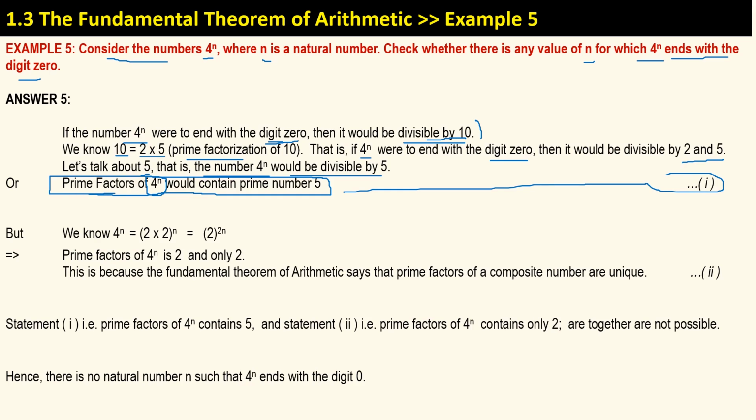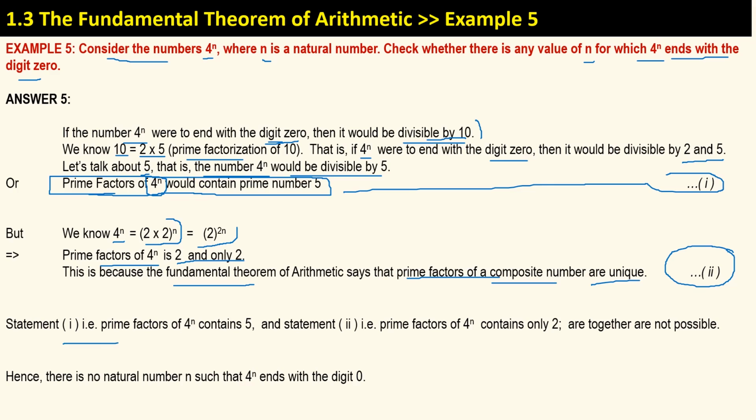Now we also know that 4 raised to power n is equal to 2 multiplied by 2 whole raised to power n, which is equal to 2 raised to power 2n, which implies that the prime factors of 4 raised to power n are 2 and only 2. This is because the fundamental theorem of arithmetic says that the prime factors of a composite number are unique. So now let's call this our statement number 2.